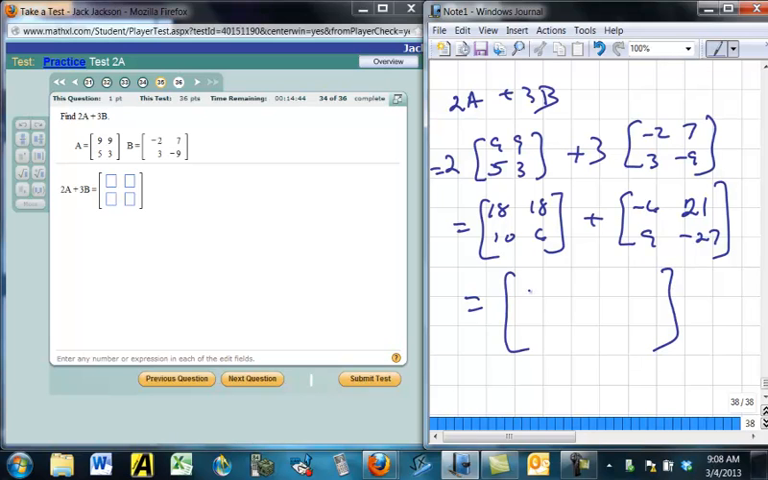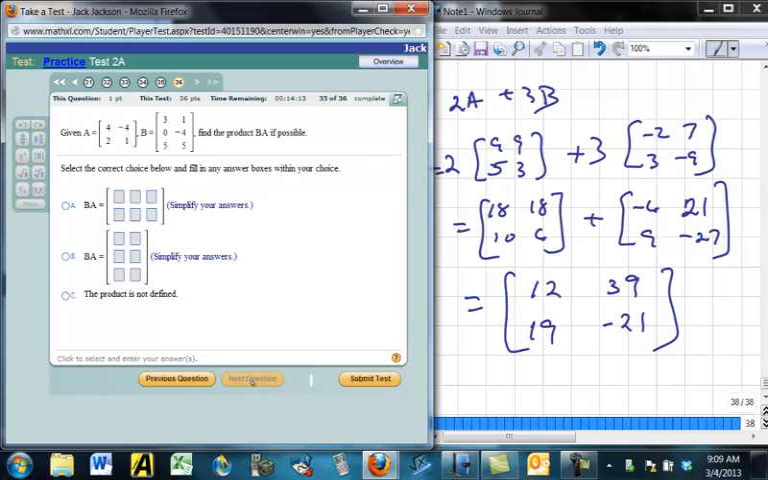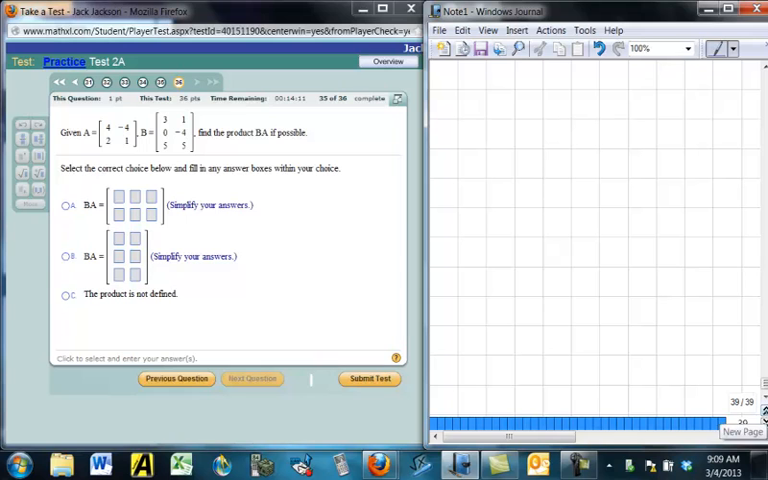8 plus negative 6 is 12. 18 plus 21 is 39. 10 plus 9 is 19. 6 plus negative 27 is negative 21. And sure enough, it's a 4 by 4, which they have here. 12, 39, 19, and negative 21. And we're almost to the end. A couple more. Okay, find the product if possible.